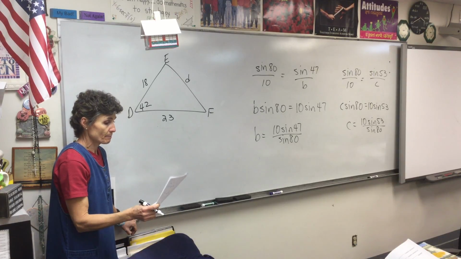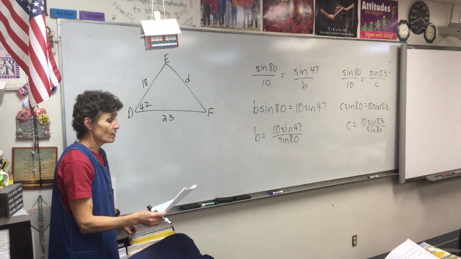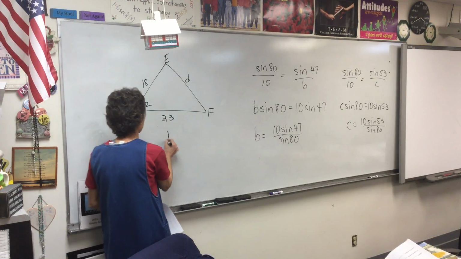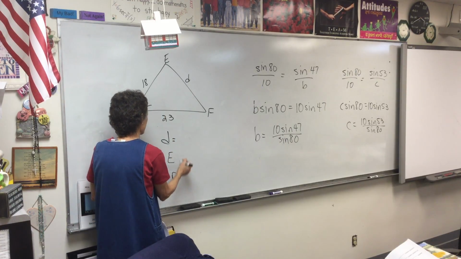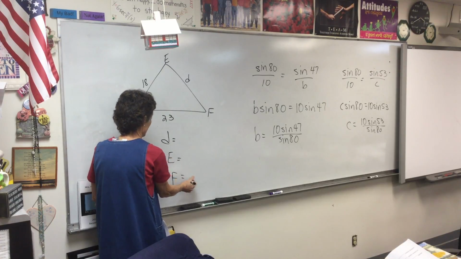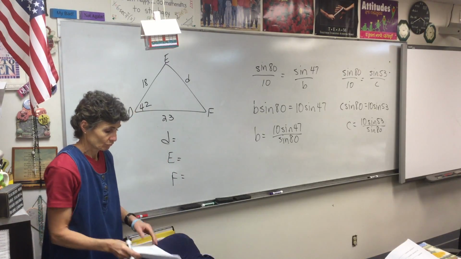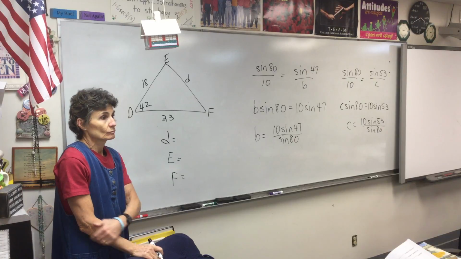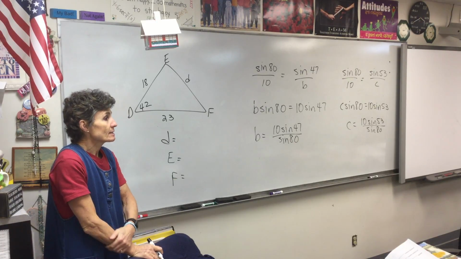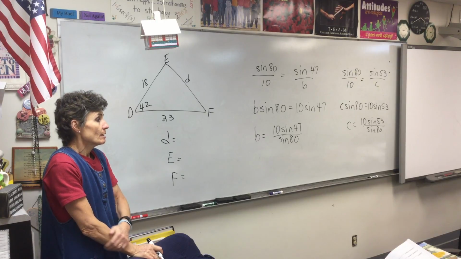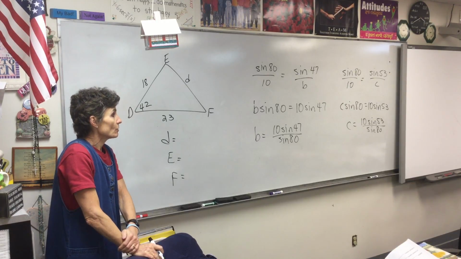So here we are, this is letter B, in part 2, letter B. We are solving this triangle, which means we're finding side D, angle E, and angle F. This is going to have to be the law of cosines.